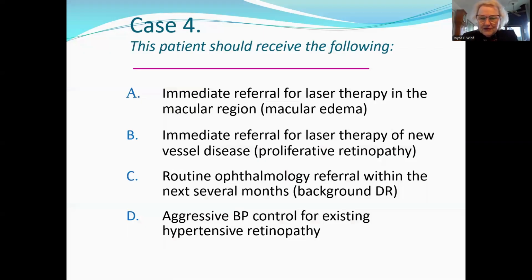A, immediate referral for laser therapy in the macular region, macular edema. B, immediate referral for laser therapy of new vessel disease, proliferative retinopathy. C, routine ophthalmology referral within the next several months for background diabetic retinopathy. Or D, aggressive blood pressure control for existing hypertensive retinopathy.